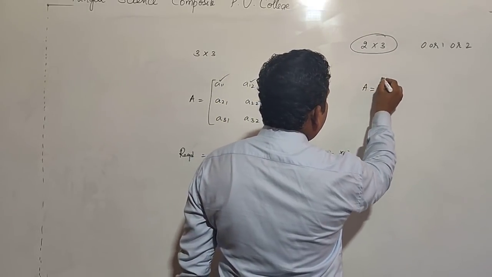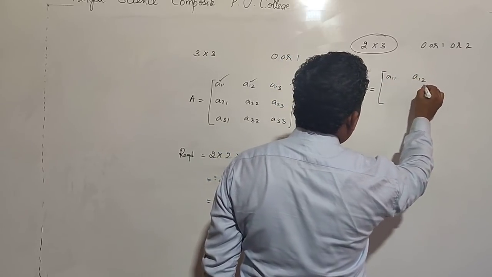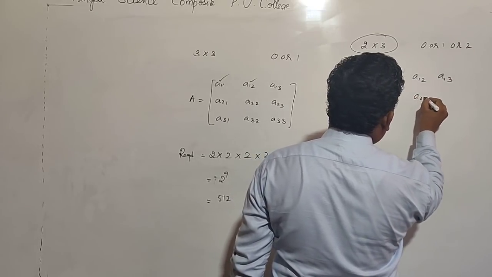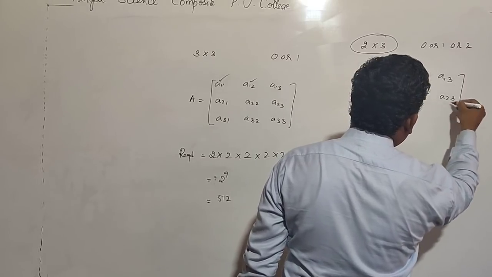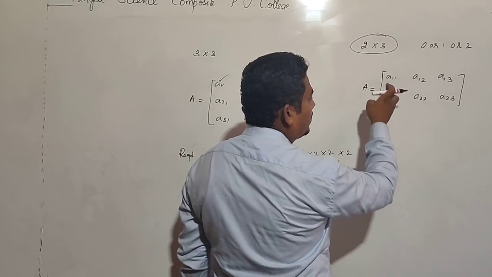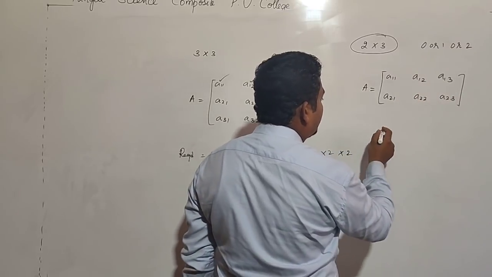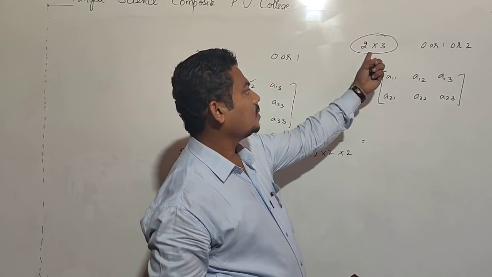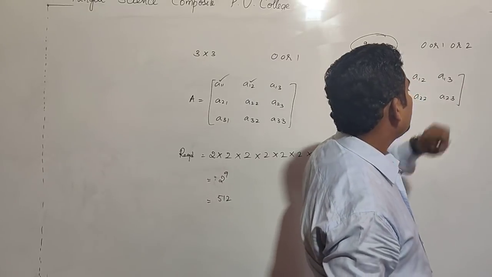Our required matrix is of the form A11, A12, A13, A21, A22, A23. In this case, we need the total number of matrices of order 2 cross 3 with each entry either 0 or 1 or 2.